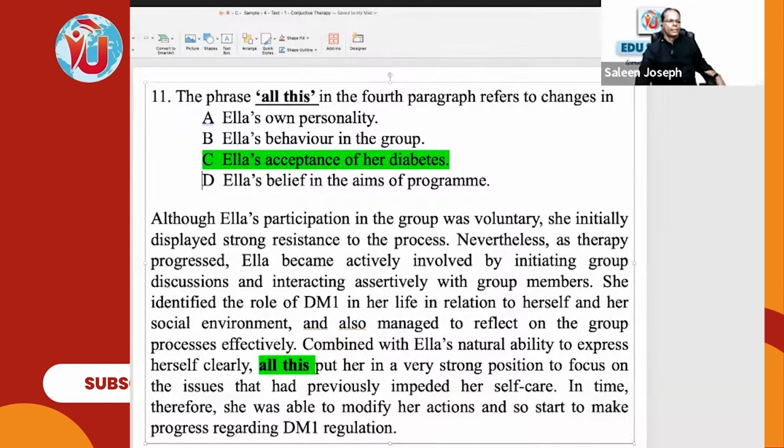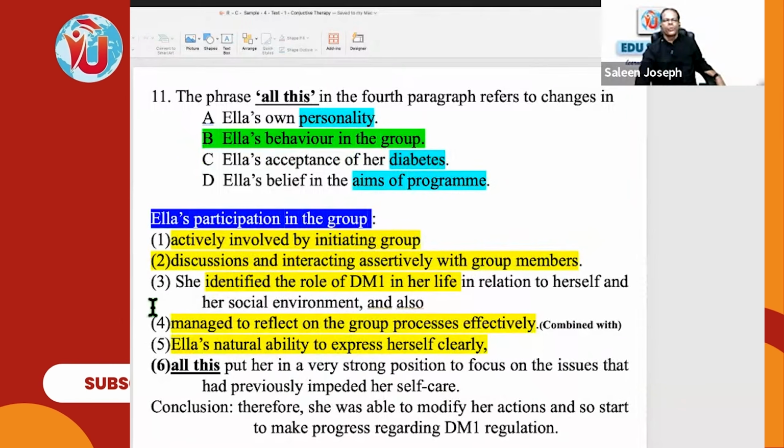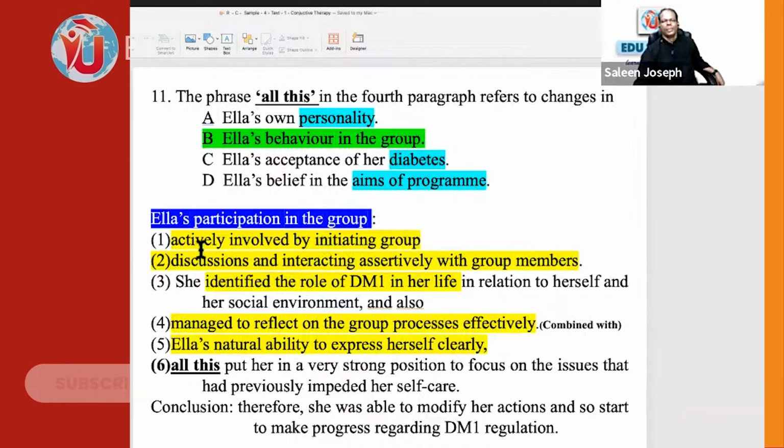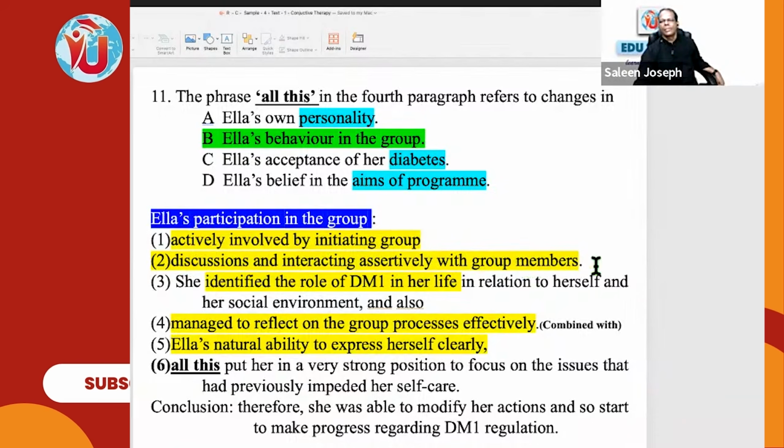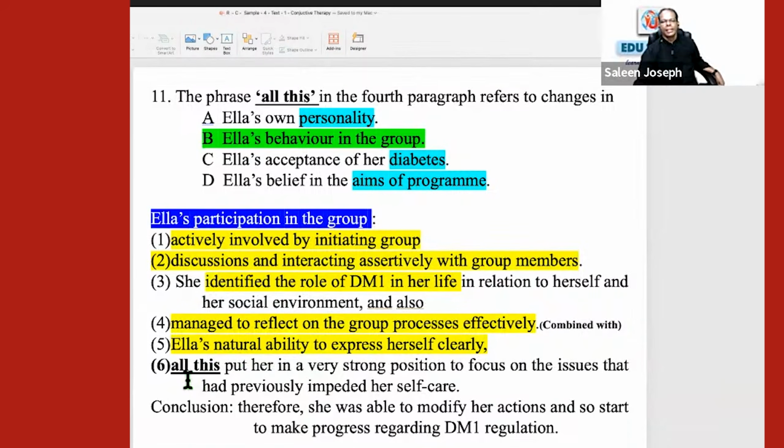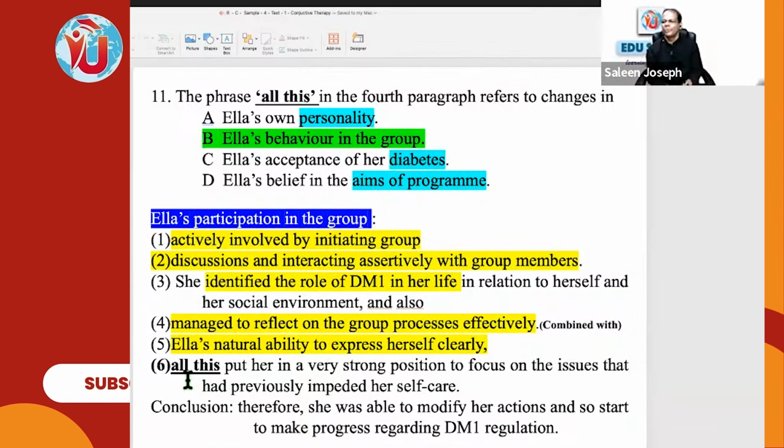Cool. Lexical questions are very easy. See, all this means what? Ella's participation in the group. 1, actively involved by initiating group, 2, discussions and interactions, etc. All those things are mentioned. Then they are saying all these five above, plus her natural ability to communicate effectively. Conclusion, therefore, she was able to modify her actions and so start to make progress regarding DM1 regulation. The paragraph structure just highlighted.